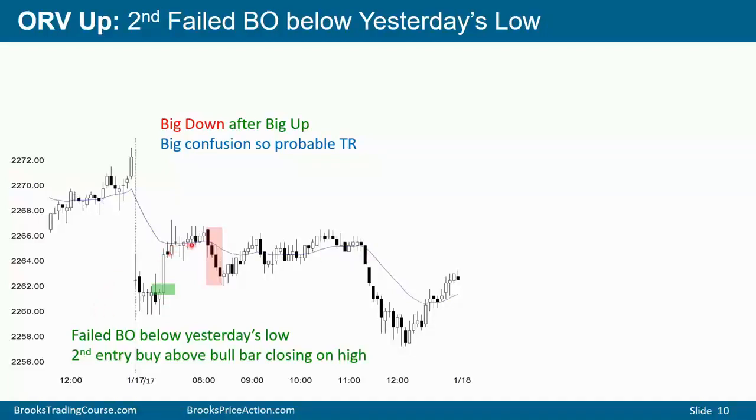Strong enough reversal that bulls would try to get a higher low major trend reversal. So bear trend, bull breakout, higher low. And the market simply went sideways for several hours. The bears got trend resumption at the end of the day.